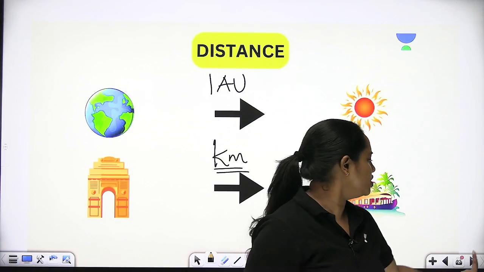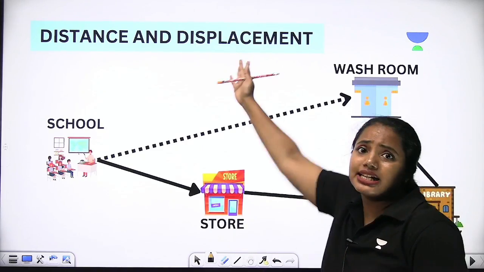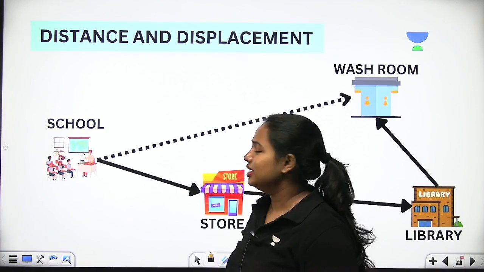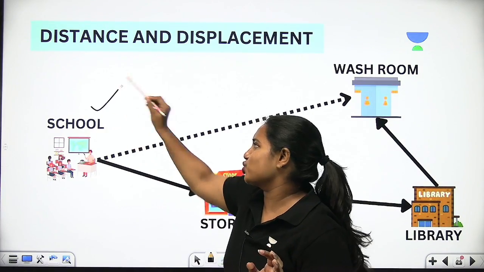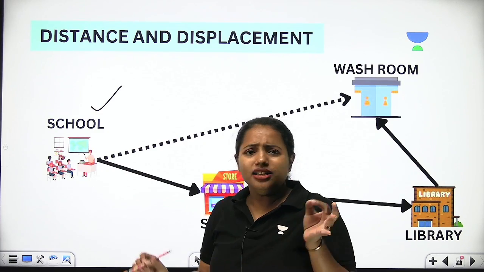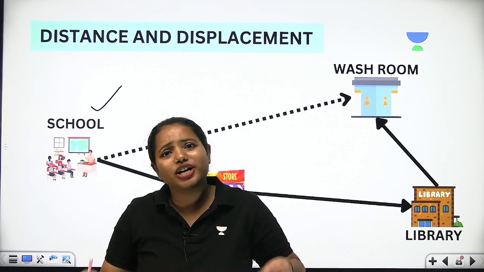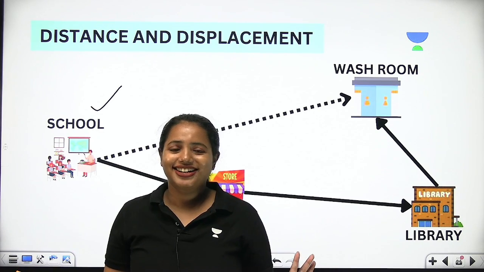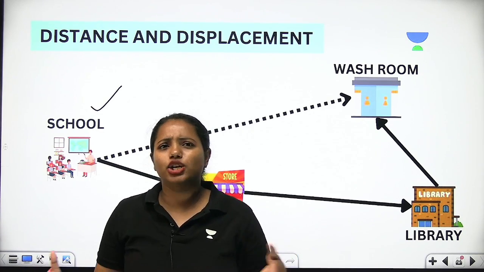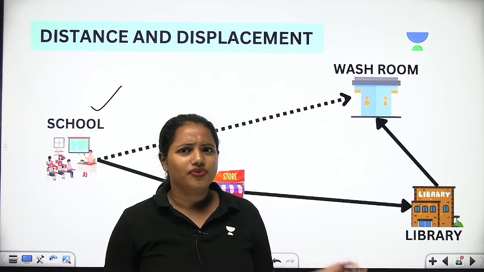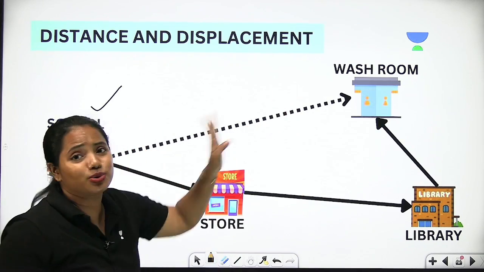But what we are going to learn now is the difference between distance and displacement. What is the basic difference between them? Let's imagine this is your classroom, and the class is so boring, or you don't like the subject. What do you do? You try to come out of the classroom, or you say some excuse like needing to go to the washroom, right? But we know that there is a path to reach the washroom easily.